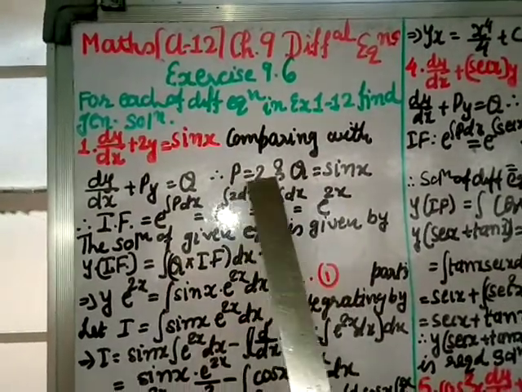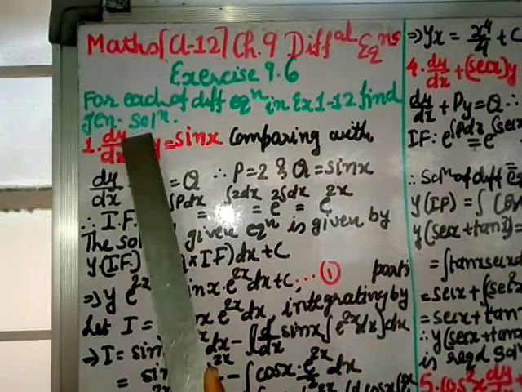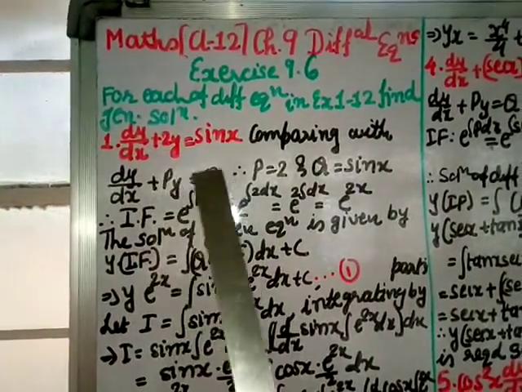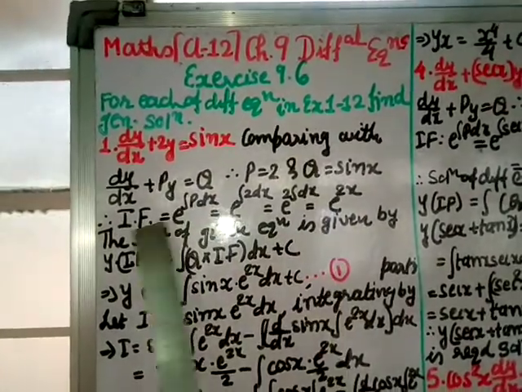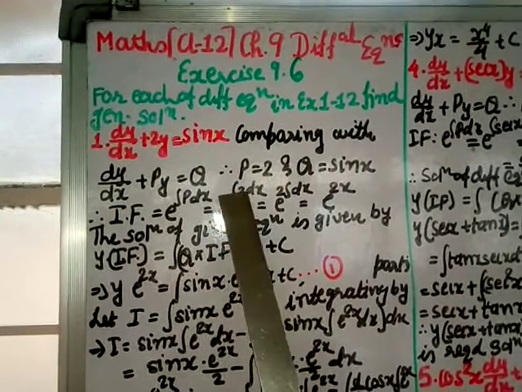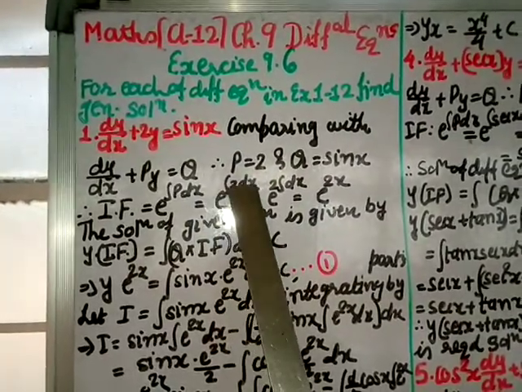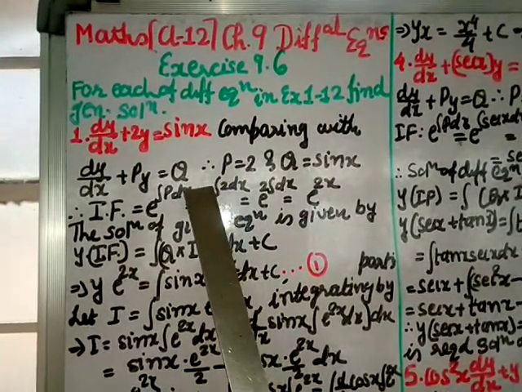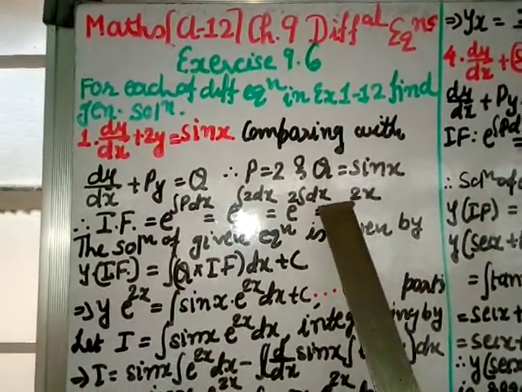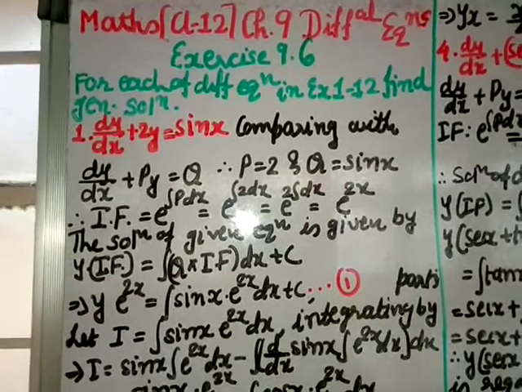So I have written here P is equal to 2 and Q is equal to sin x. You have to compare with this: dy/dx plus P, that is 2, y equal to Q, that is sin x. Now the integrating factor is given by e^(∫P dx). P value is 2, so put e^(∫2 dx). 2 is constant, take it out of the integral, so you get 2∫dx, and ∫dx is x, so e^(2x) is the integrating factor.